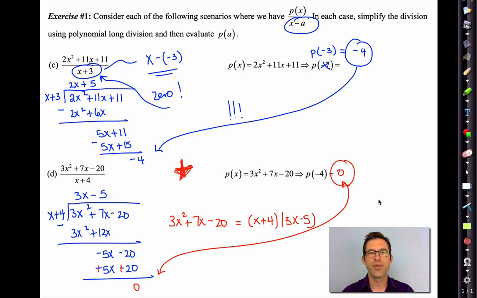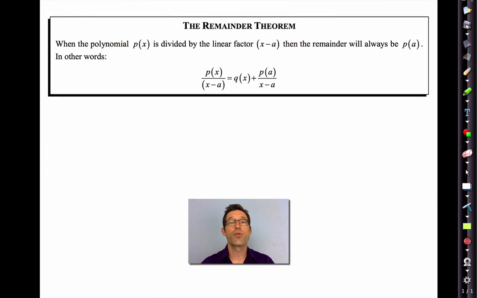First, though, pause the video and think about this slide. Okay, let's summarize the remainder theorem. It's really quite cool. The remainder theorem: when the polynomial p of x is divided by the linear factor x minus a, and notice it's a very simple linear factor, x minus a, not 2x minus a, not 5x minus a, not x squared minus 2x, then the remainder will always be p of a. In other words, p of x divided by x minus a is equal to some other polynomial, plus the polynomial at a divided by x minus a. All right? Really, really critical, the remainder theorem.